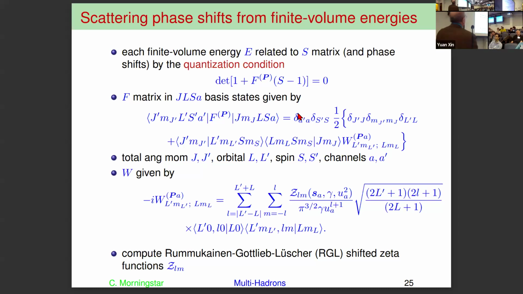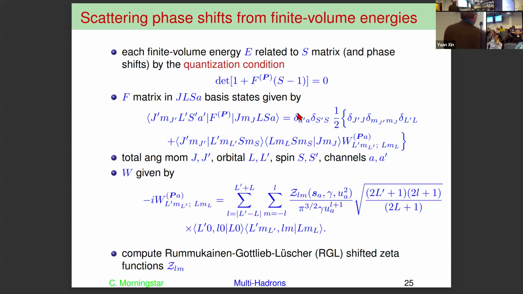It basically boils down to a relationship between the finite volume energies you see and the S matrix, through this quantization condition. So here's our S matrix, and there's this matrix in here that's complicated to compute, but it's well defined. It's just a lot of Clebsch-Gordan coefficients and some weird zeta function. I don't want to go into it.